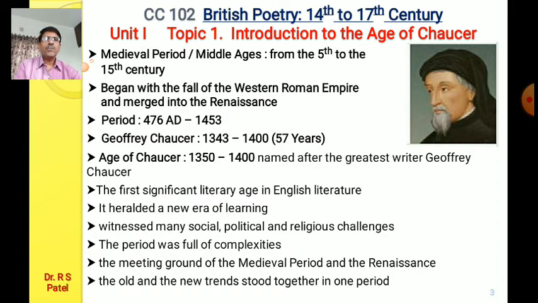Now the first term that comes to us is medieval period or Middle Ages. Then we will move towards the modern era. So old period, medieval period and the modern period. So medieval period is from the 5th century to the 15th century.